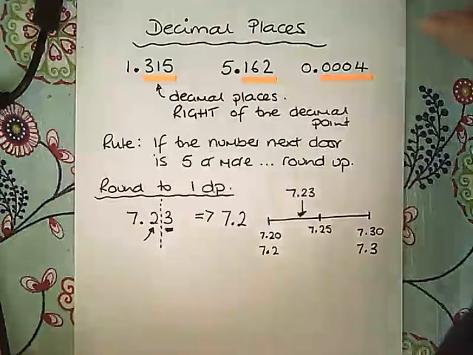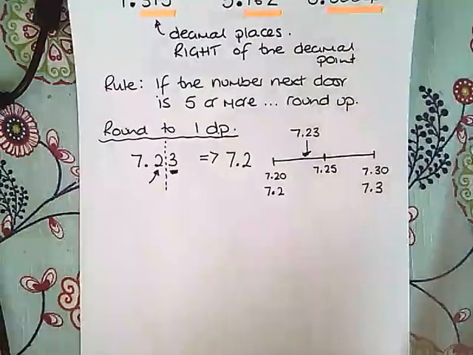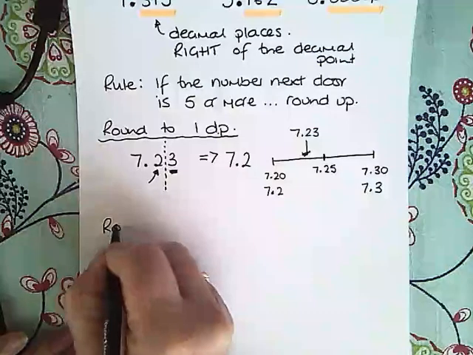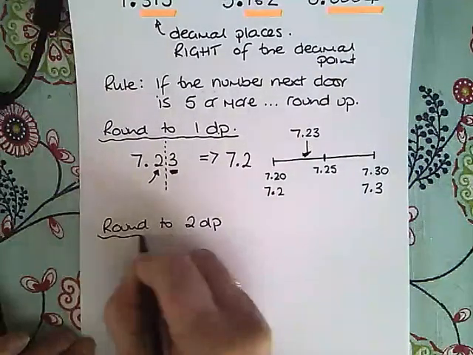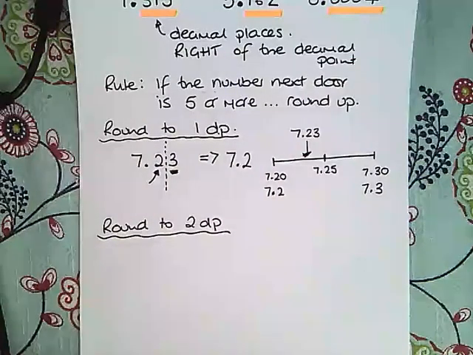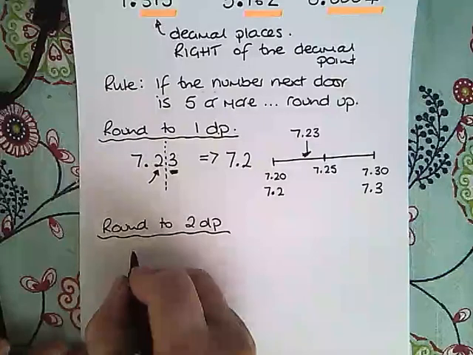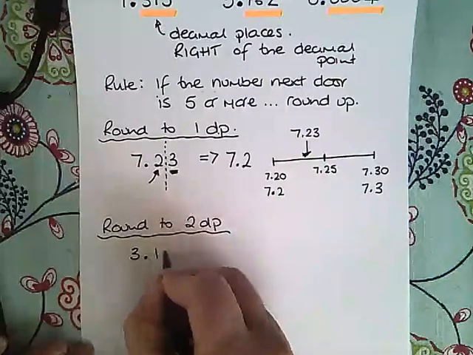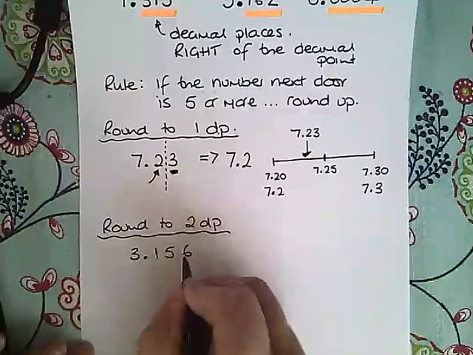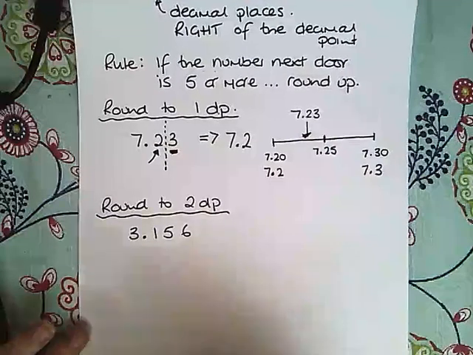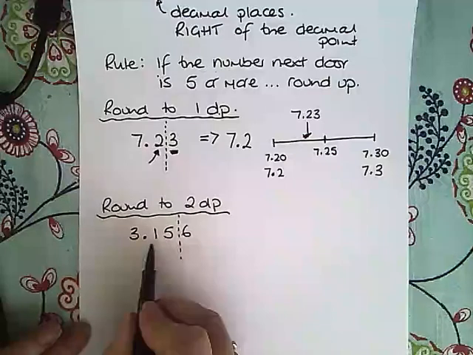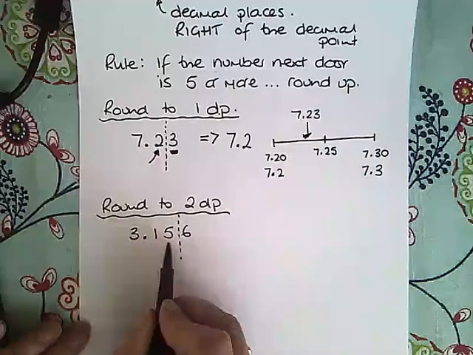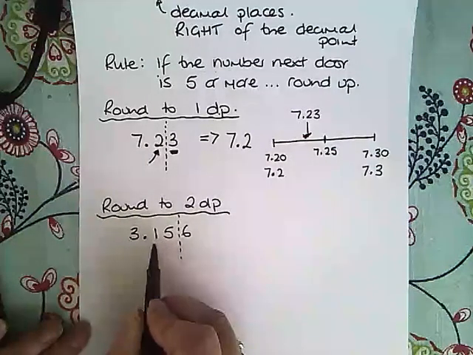Okay, let's try an example with 2 decimal places. So round to 2 decimal places, and exactly the same process applies. So we're going to start off with this number, 3.156. I want to write down 3.15 because that would be my 2 decimal places. These are the numbers I want to write down.